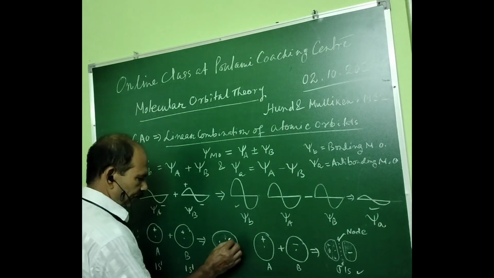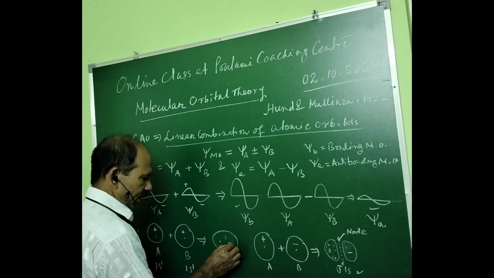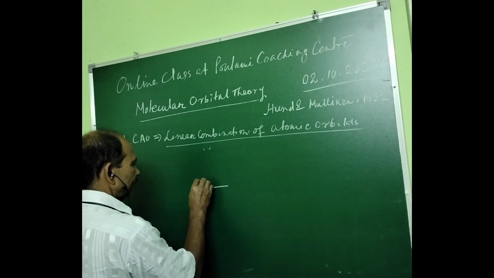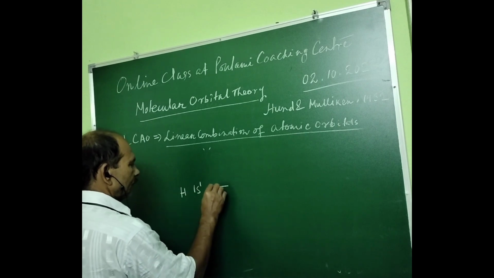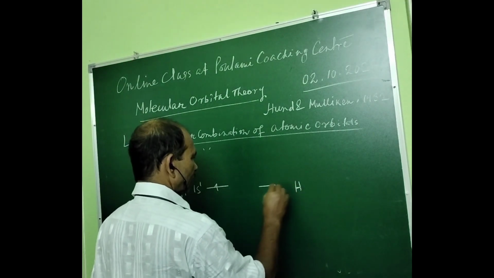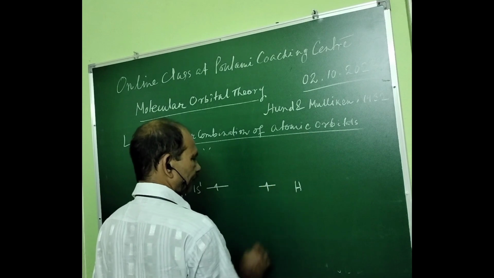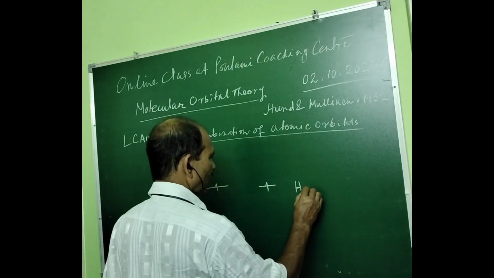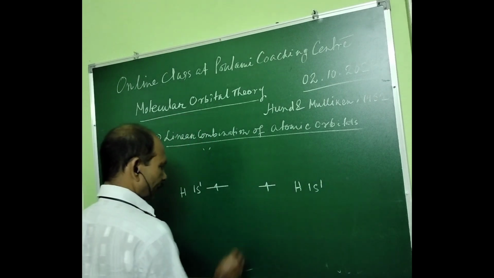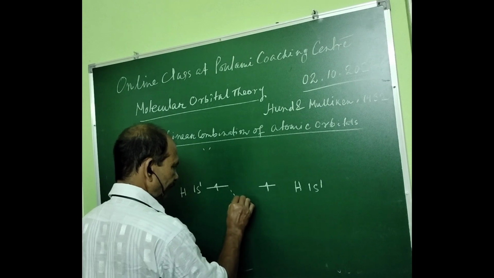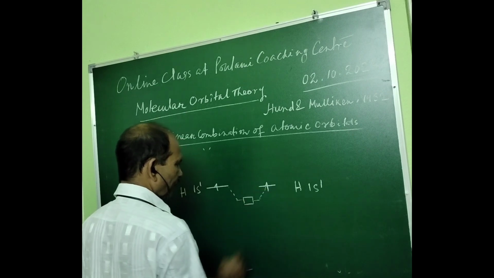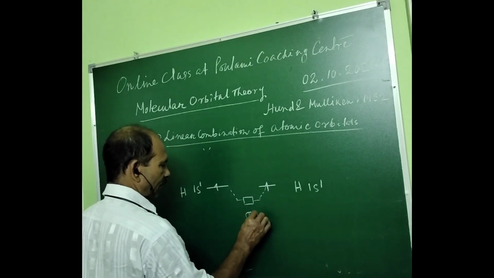But in this case, the two nuclei are covered by the two electrons. This is the 1s orbital of a hydrogen atom with a single electron, and this is another atom. We will get this, the bonding molecular orbital.